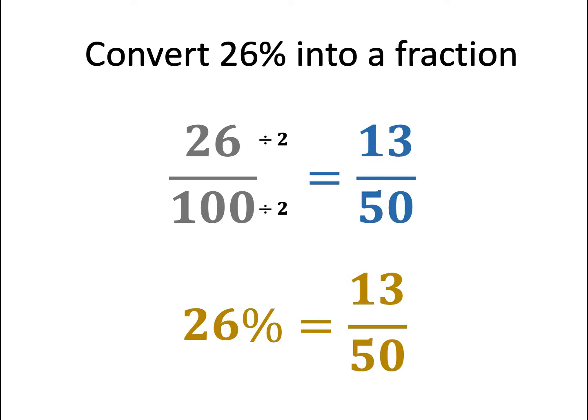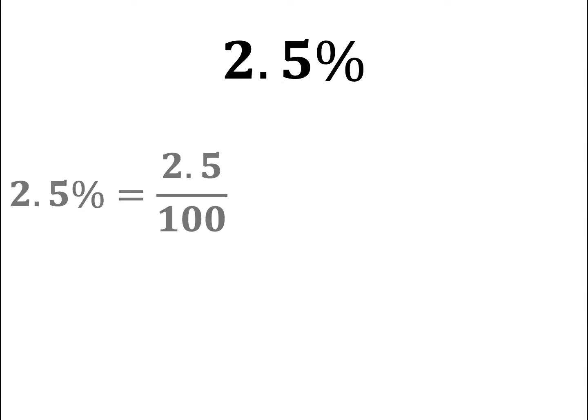How about a decimal percentage, such as 2.5%? We apply the same process, 2.5 out of 100. However, this is not a simplified fraction as we need whole numbers in the numerator and denominator to classify a fraction as being simplified. So the question is, how do we change the decimal into a whole number and also ensure the fraction is still equivalent?